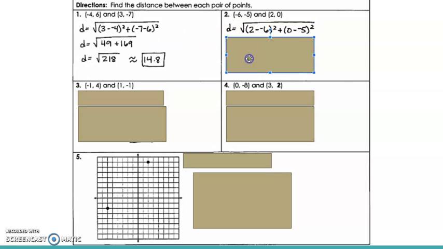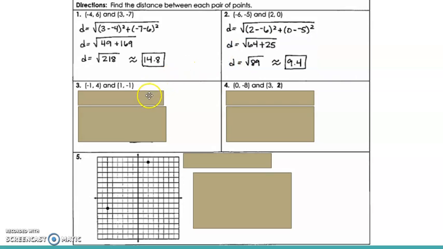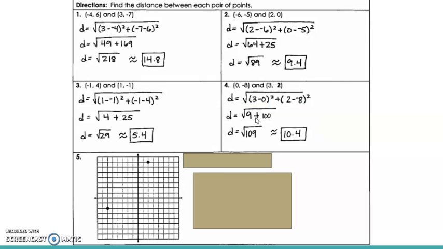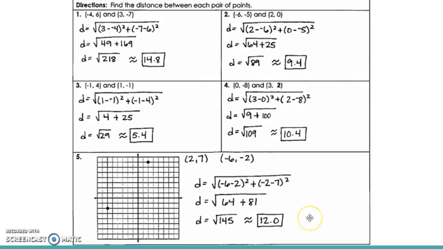2, 3, and 4 are the same way, so I'm just going to show you those answers. I'm going to go down and talk about number 5. Again, number 5, we're going to use that same process, but we've been given a graph with 2 points to start, so we have to figure out what those 2 points are. The points that I'm looking at in this case are 2, 7 and -6, -2. And now that I have those points, I can find what my distance is. So again, plugging into my distance formula, we find that the distance is approximately 12.0.